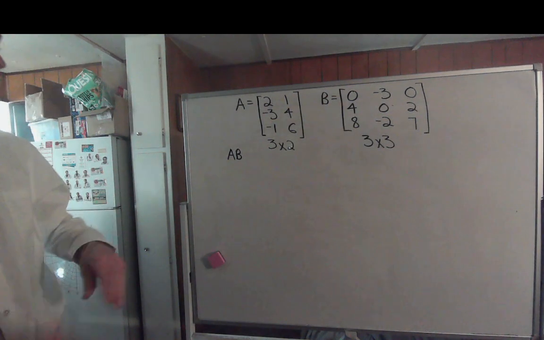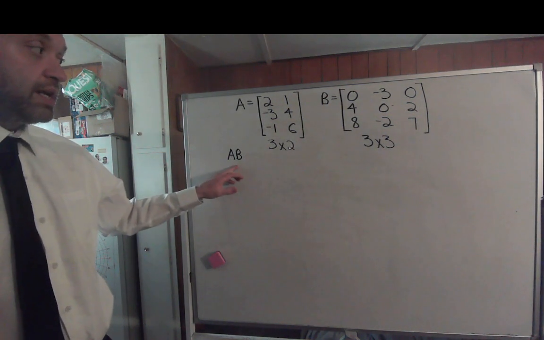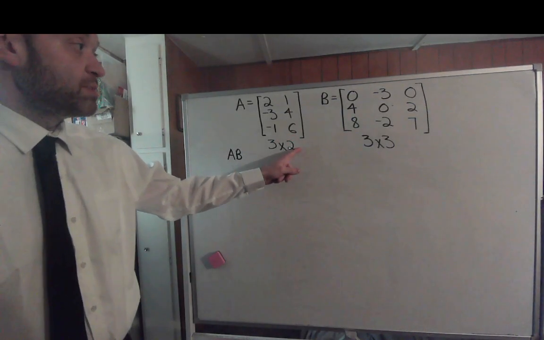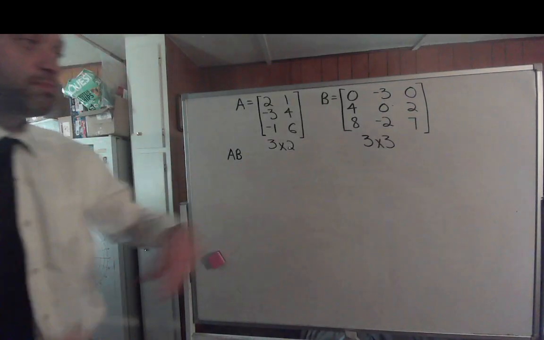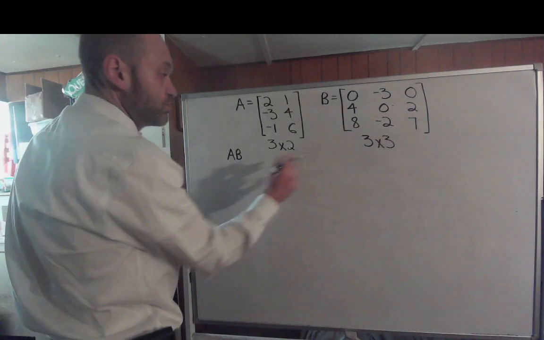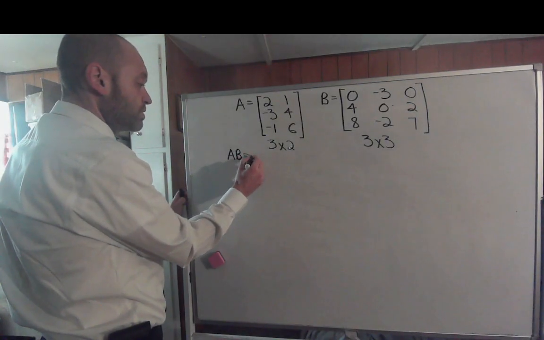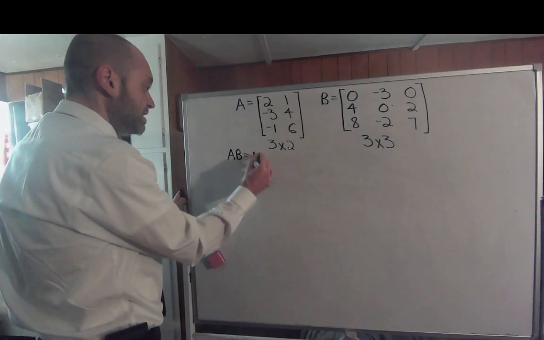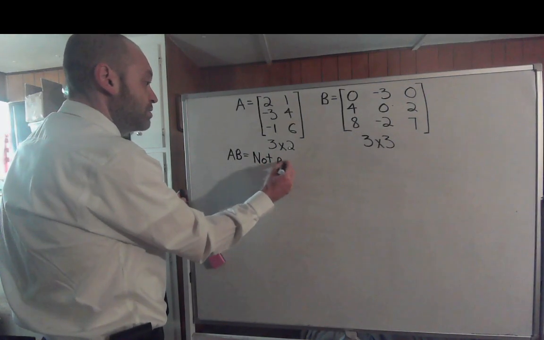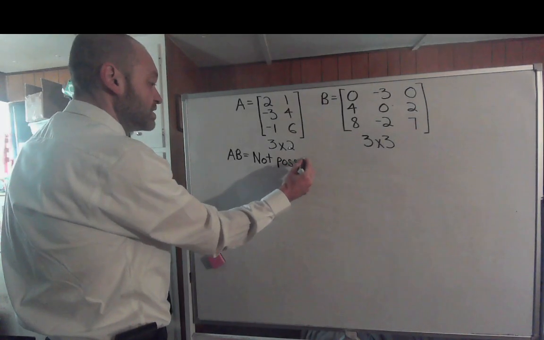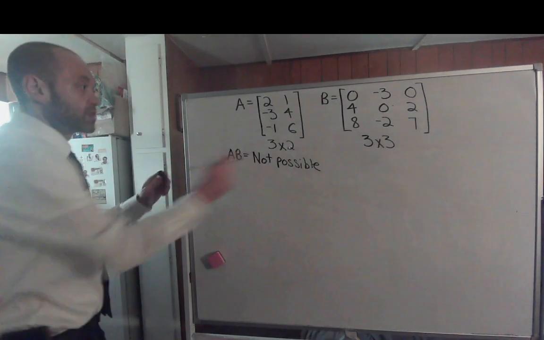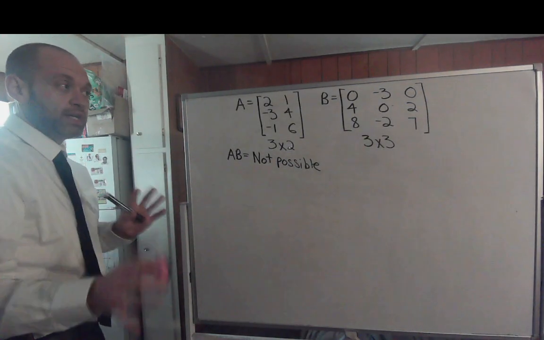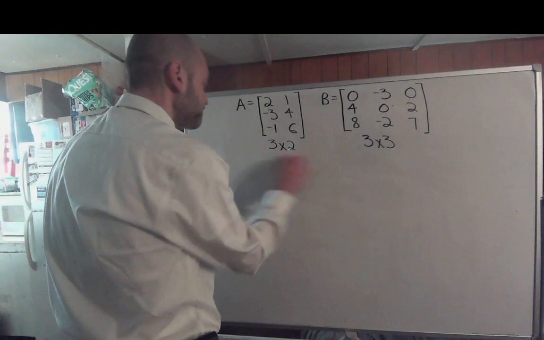Immediately we see that in AB you have 2 columns in the first matrix and 3 rows in the second matrix, which don't equal each other. So we can say that AB is not possible. We cannot multiply these 2 matrices because the number of columns in A does not equal the number of rows in B. So AB is not even possible.